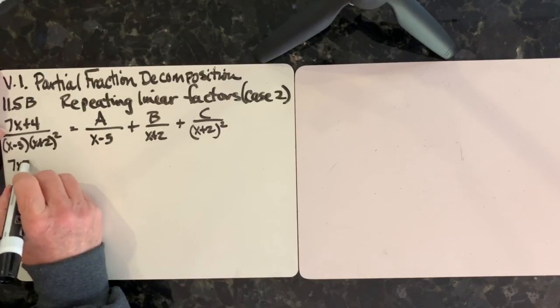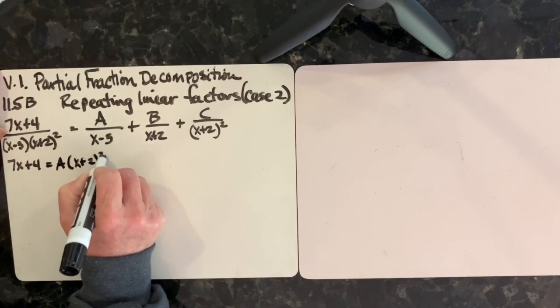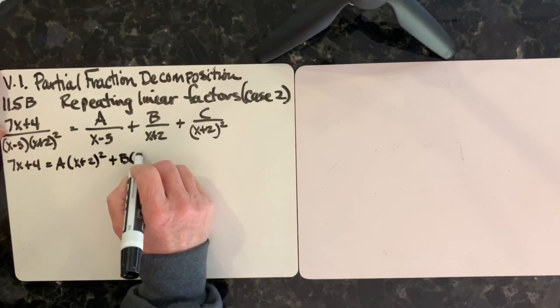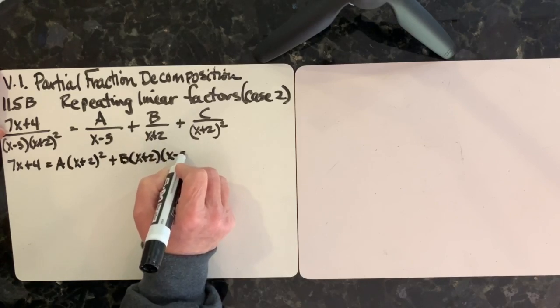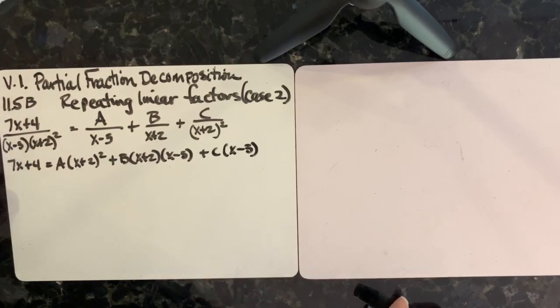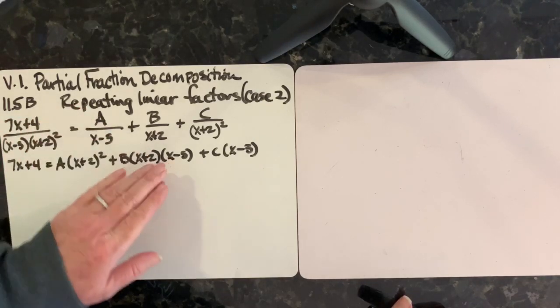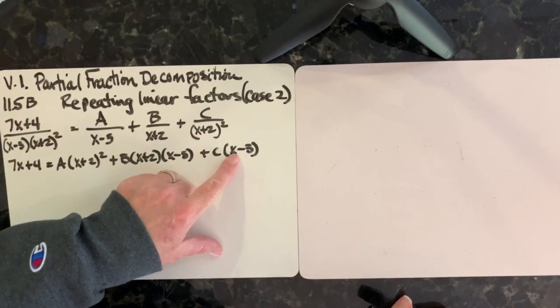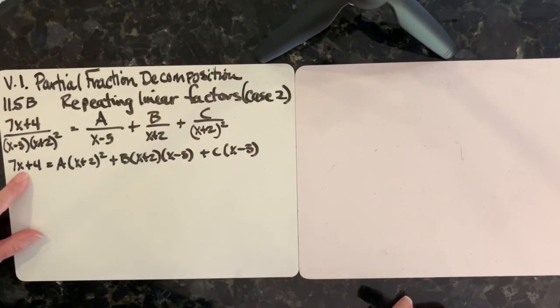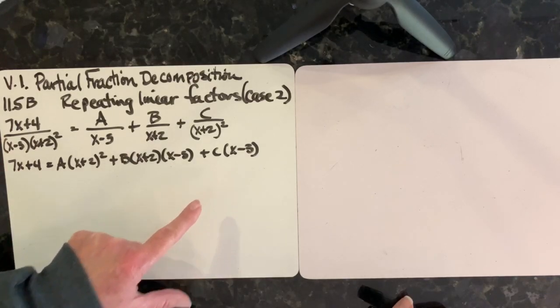So I would end up with 7x plus 4 equals a times x plus 2 quantity squared plus b times x plus 2 times x minus 3 plus c times x minus 3. So we fraction bust, got rid of the denominator. So you notice again, I can choose let x equal -2, and this one will go away. And you'll have this value still, right? And don't forget this side to sub in -2. We could sub in 3, we would lose this one and this one, all right?